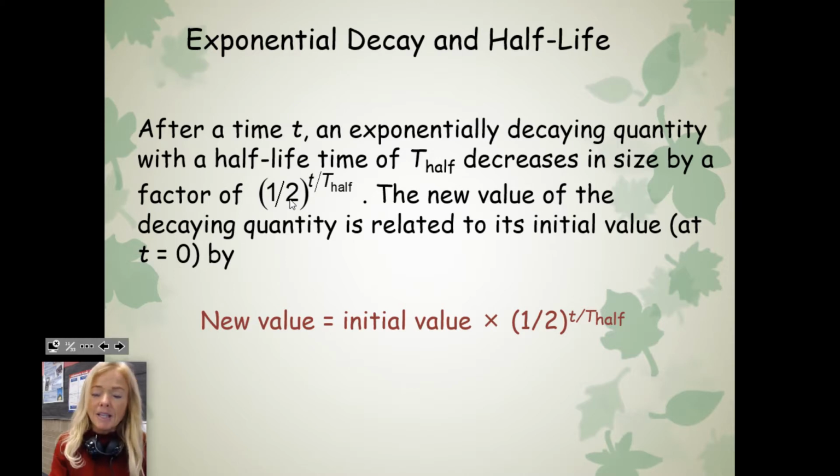1/2 produces the decay because you have a denominator that's increasing every time instead of a numerator, and that means the amount is going to be decreasing over time. The new value of the decaying quantity is related to its initial value at t equals 0 by: the new value is equal to the initial value times 1/2 to the power of t over half time. So notice this again produces the factor, the multiplier that you multiply by the initial value. So it works in the same way.